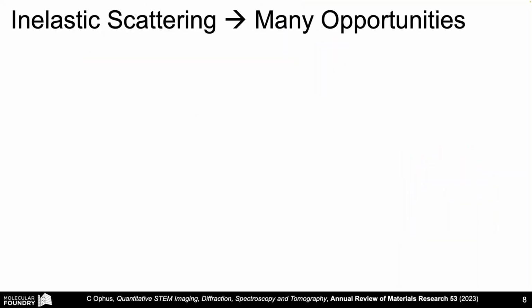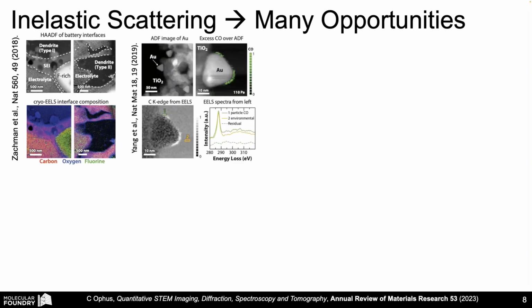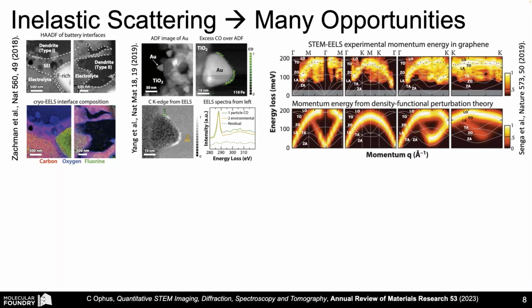Inelastic scattering, of course, has many, many different things you can measure with it. For example, in the Zachman paper, they did chemistry of battery interface materials. In this Yan paper here, excess carbon monoxide was measured at the surface of a catalytic nanoparticle using EELS. If you go down to lower energy regions here and collect a spread of both energy and momentum, this beautiful work by Senga maps out the momentum energy distribution in graphene and compares it directly to DFT.